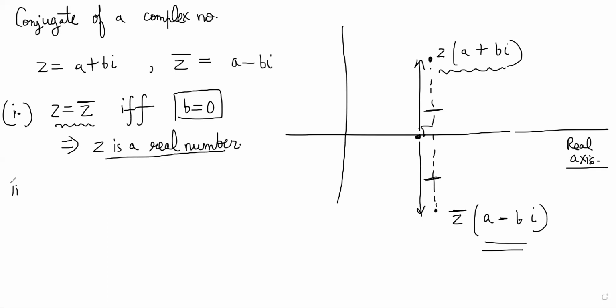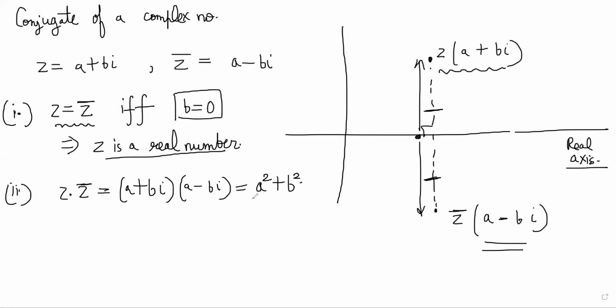So the second thing here is, if you multiply z and z conjugate, you always get a real number, because you'll see a plus bi into a minus bi will be a square minus b square i square. So it is a square plus b square, right? So this is a real number, and it is a positive real number. So z multiplied by z conjugate is always a real number.